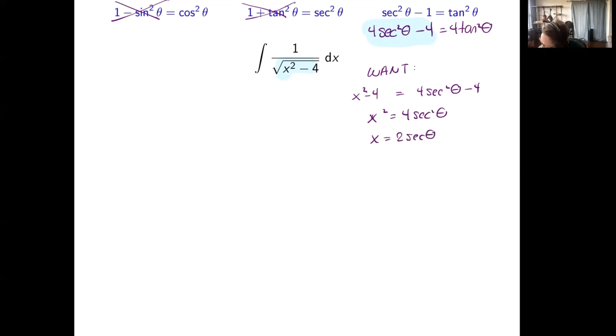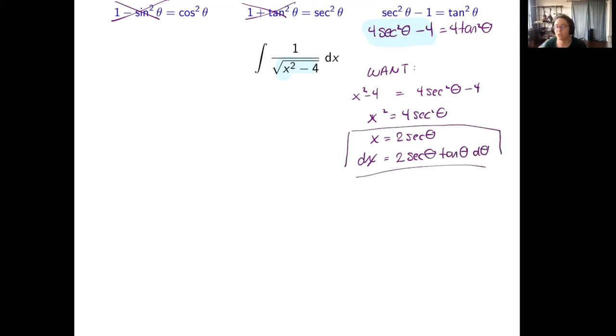All right, we're going to be doing a substitution, so I need to know what's going to happen to dx, so I differentiate on the right. The derivative of secant is secant tangent. So 2 secant theta tangent theta d theta. This is going to be the trig substitution that will allow me to get rid of that square root. So let's carry it through.